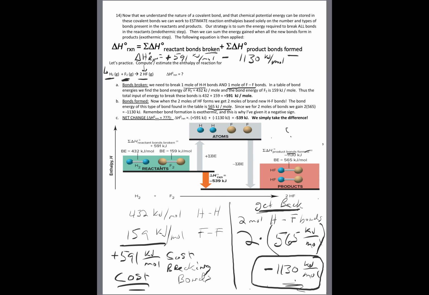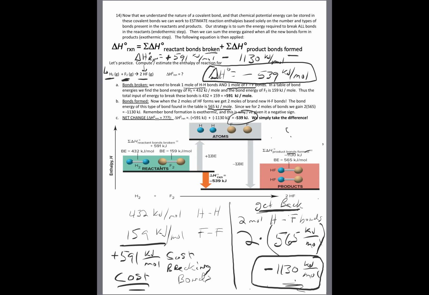I find the difference, and it ends up being negative 539 kilojoules per mole, and that's what I'm going to expect my delta H reaction for this reaction to be. Okay, so it's as simple as that. All we did is we considered the types of bonds present in the reactants, figured out how much energy was required to break those bonds, and then we figured out what types of new bonds we got in the products and figured out how much energy we got back and just did the bookkeeping.